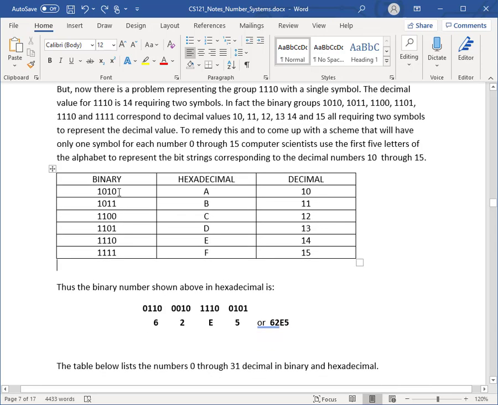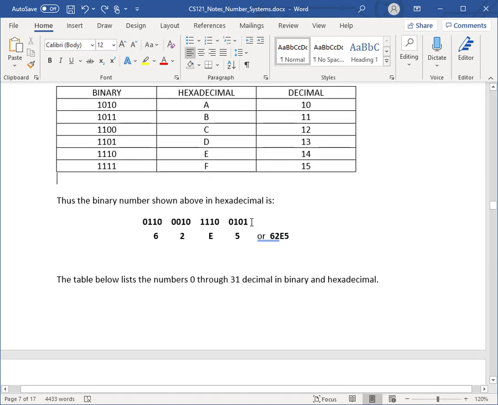And this table shows you the binary, the hexadecimal symbol, as well as the decimal equivalent. Now, let's take an example. Let's look at our binary number here. In this case, we have in this grouping here, 1110, we have the letter E.